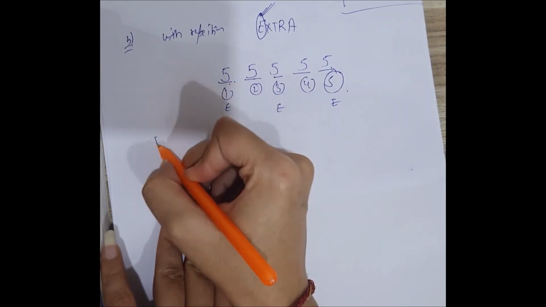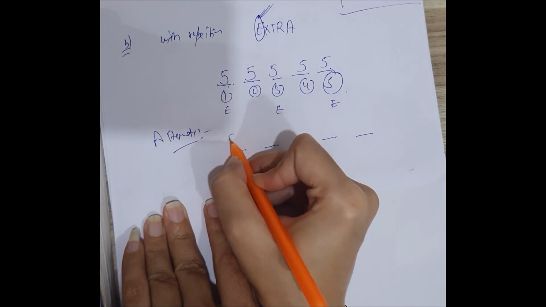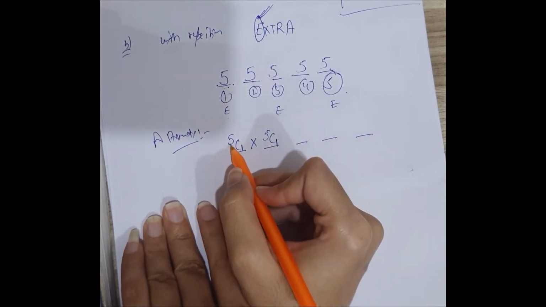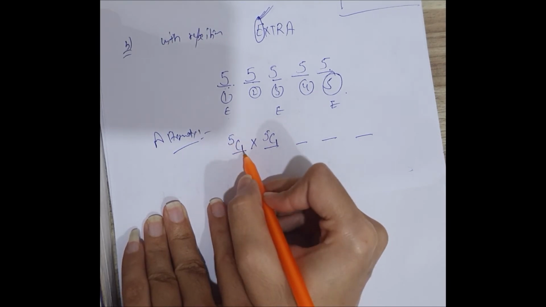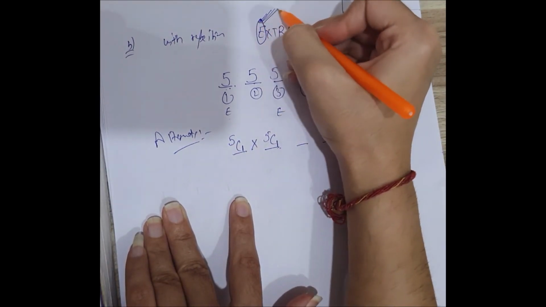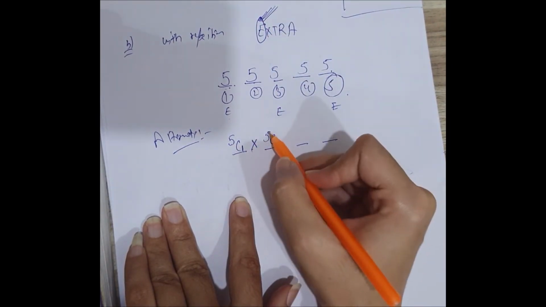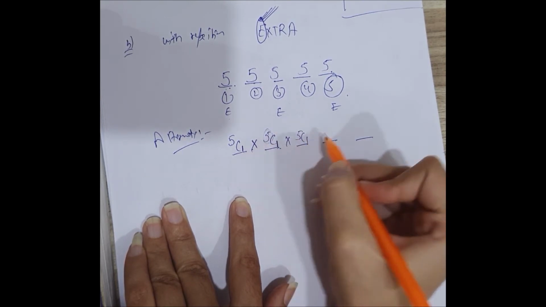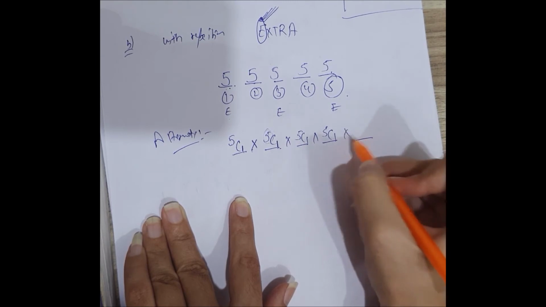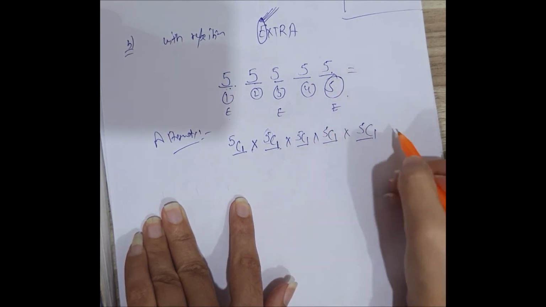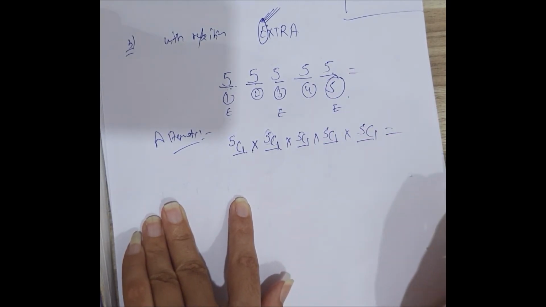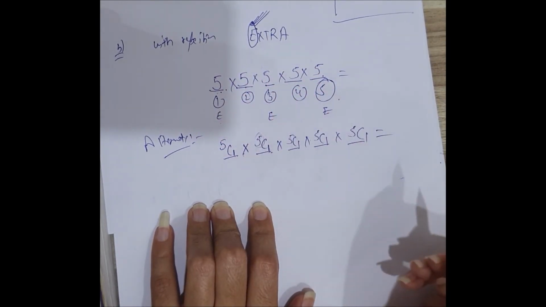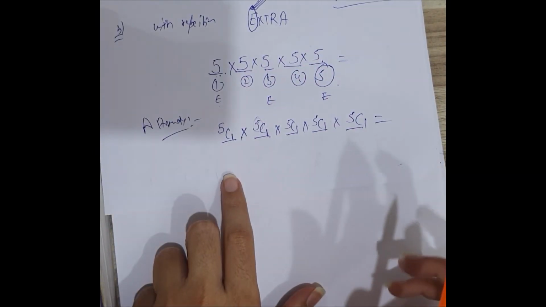Alternate method: 5C1 into 5C1, it means that from 5 letters you have to choose one. Here if I use this E, then I can use E here also. Then 5C1 into 5C1, 5C1, 5C1. If you solve it, you will get your answer. I am not solving it, I am not multiplying it. You multiply it and get your answer. We will focus on questions, not its answer.